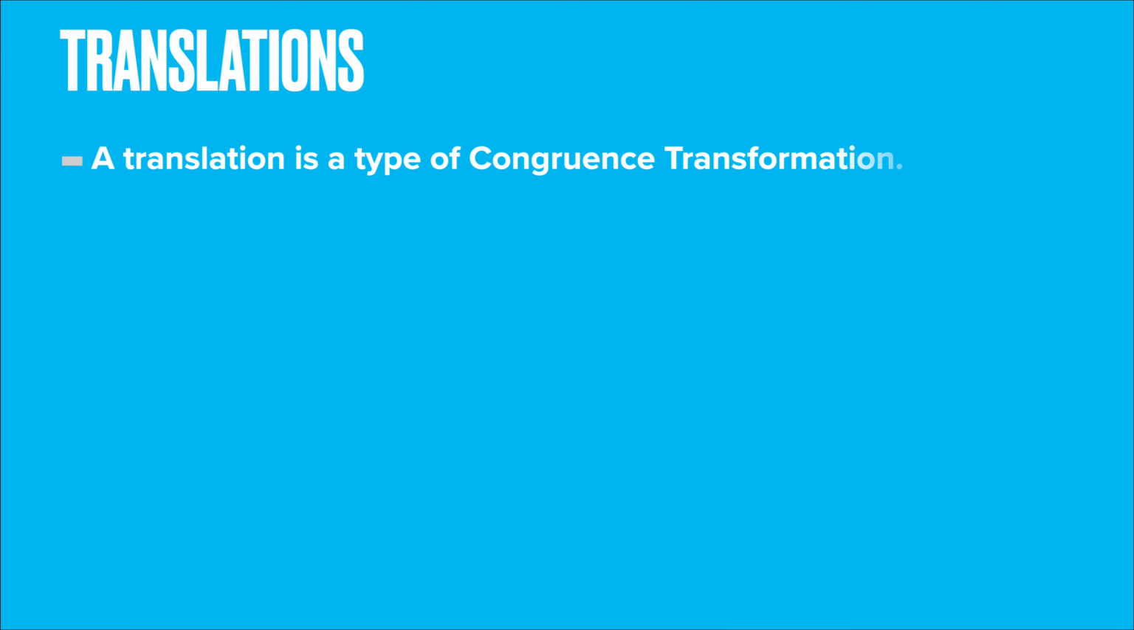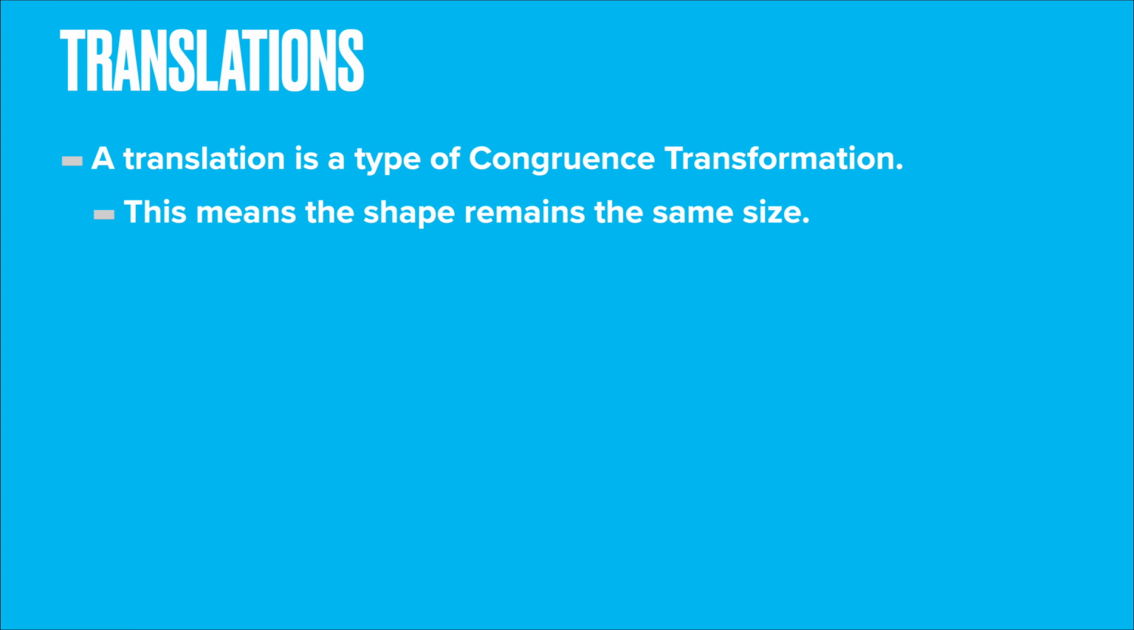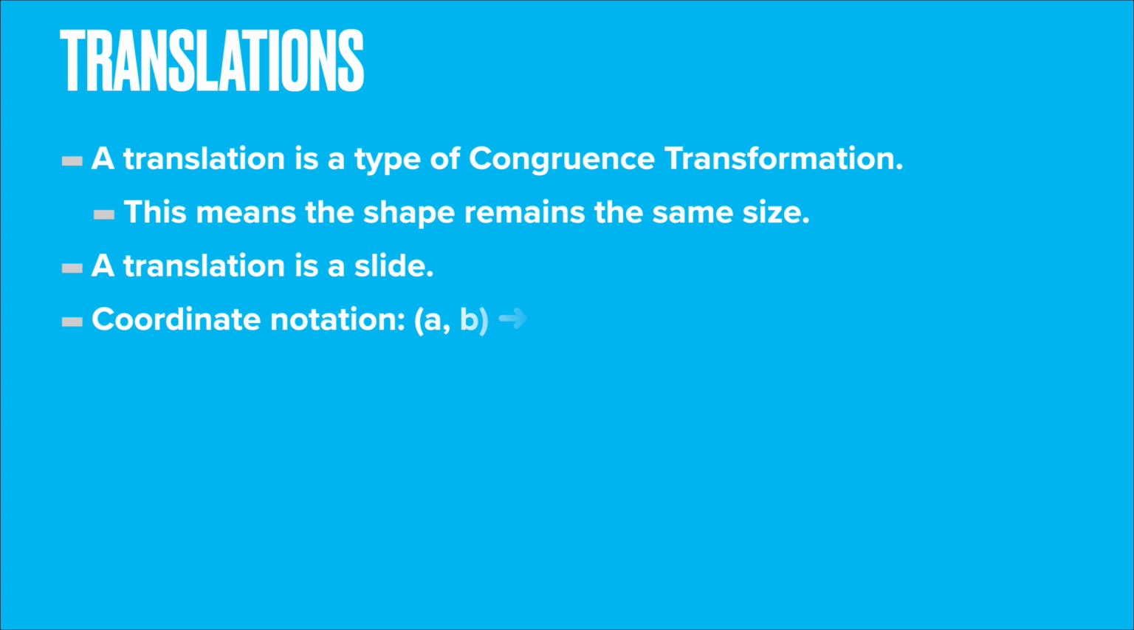All right, so let's talk about translations. A translation is a type of congruence transformation, and this means the shape is going to remain the same size. Now, a translation specifically is a slide. Coordinate notation will look like this. There are a few types of notations we use. First is coordinate notation, where we say (a, b) turns into (a plus h, b plus k).